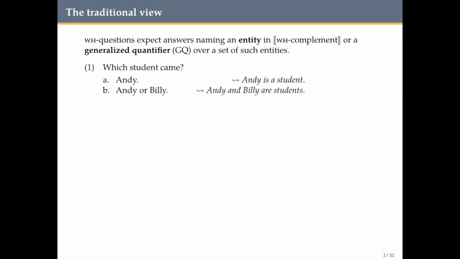In most cases, a wh-question expects an answer that names an entity in the extension of the wh-complement, or a GQ quantifier over a set of such entities. For example, in 1, which student came, saying Andy implies that Andy is a student. Saying Andy or Billy implies that both Andy and Billy are students.